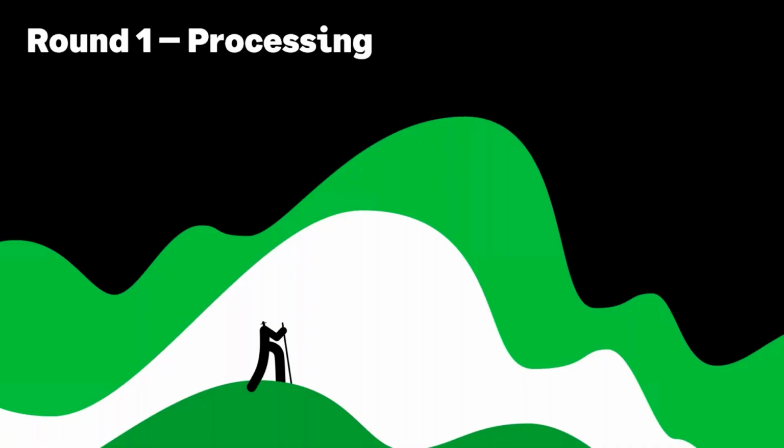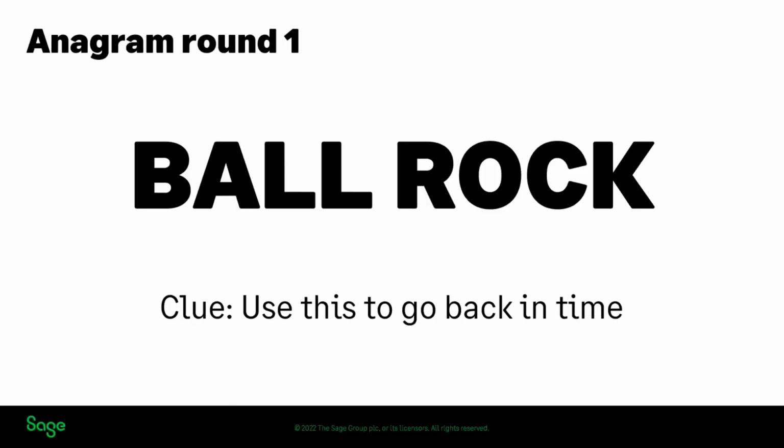It is now time for a little bit of a bonus round. We have an anagram round. We're going to be revealing the submissions in a moment, but whilst we do that, if you want to note down "ball rock", the clue is you use this to go back in time, and we'll reveal what that anagram is a little bit later on.